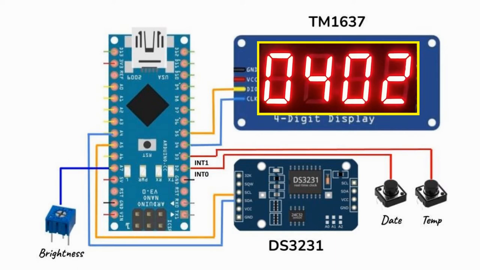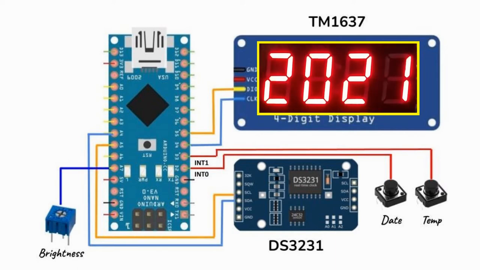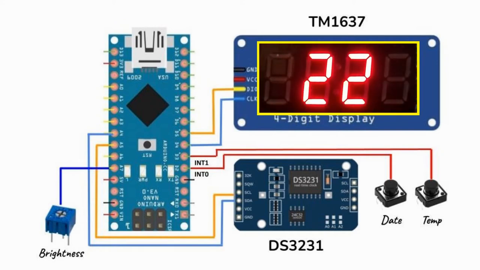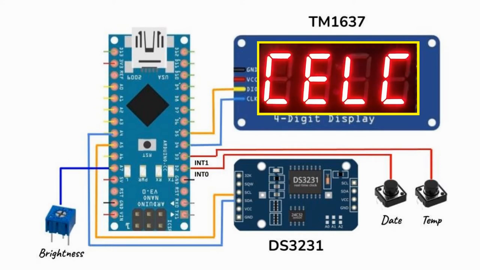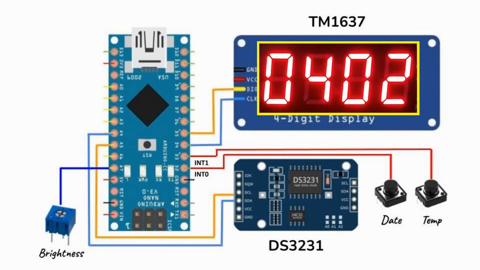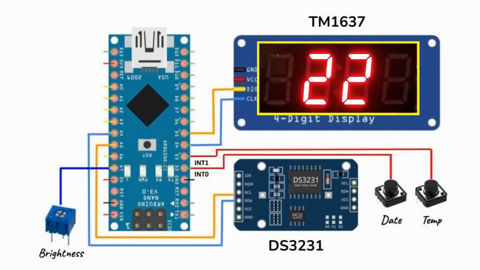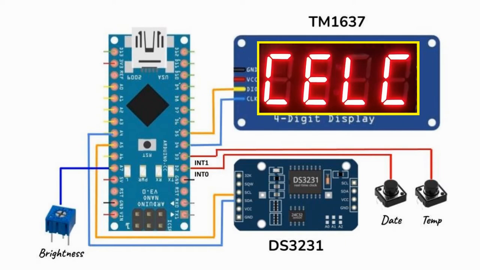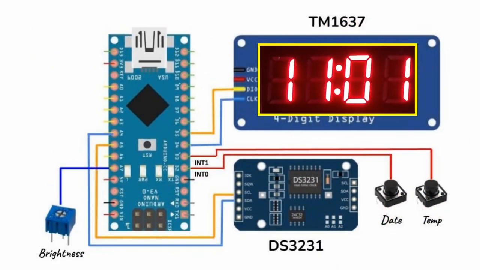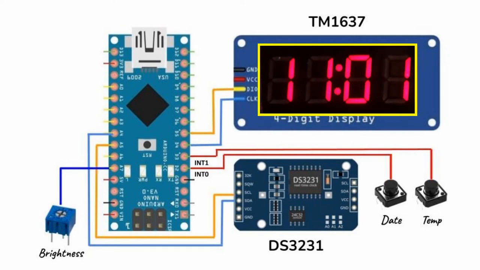Pressing the date button generates interrupt 0 signal, where the day, month, and year is displayed on the module. Pressing the temperature button generates interrupt 1 signal, where the temperature in Celsius is displayed. Pressing both buttons will give us the date and the temperature on the display. We can also change the brightness of the display by changing the pot value.